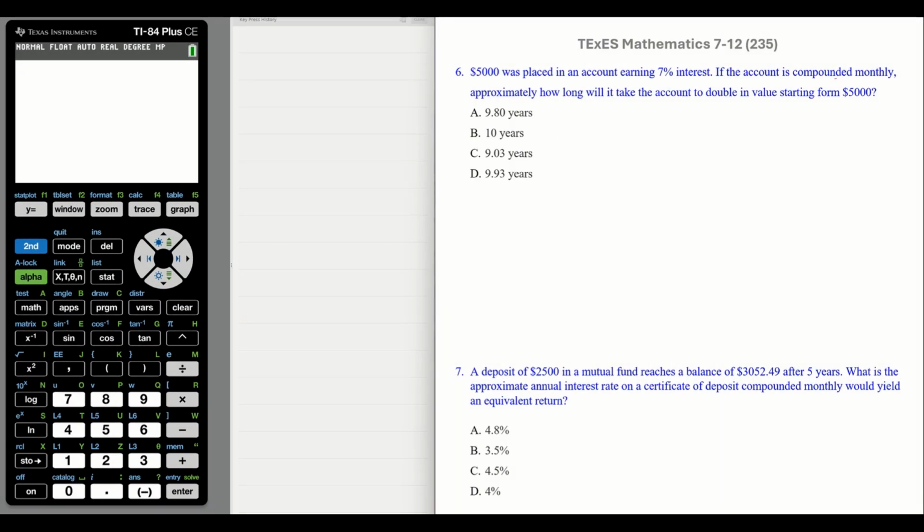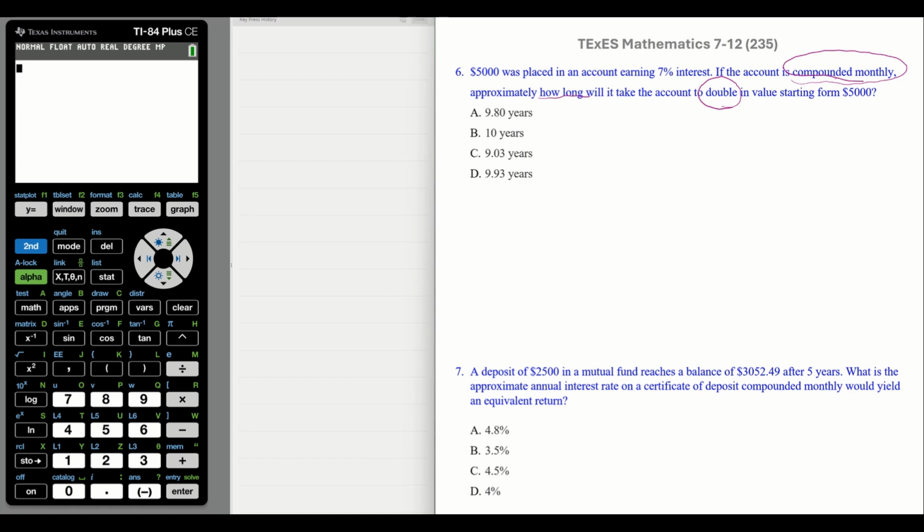Okay. Number 6, $5,000 was placed in an account earning 7% interest. If the account is compounded monthly, approximately how long will it take the account to double in value starting from $5,000? Okay. So let's see. We see the 5,000. This is important. Compounded monthly. That tells us it's not continuous and we can use our app. And we're looking for how long. That means we're looking for time.